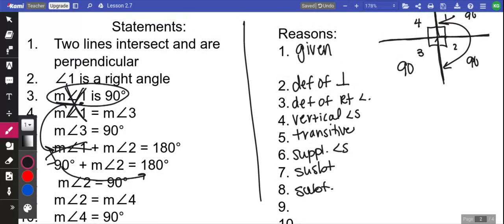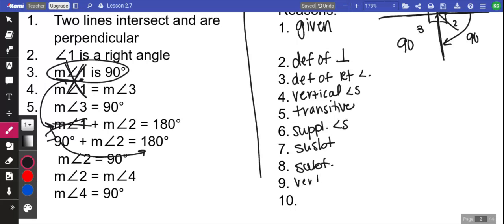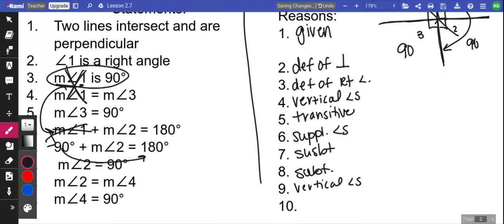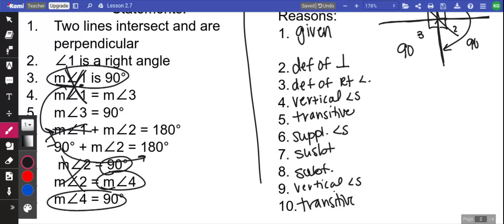The last one they're saying is that angles 2 and 4 are equal. Well, that's true because they are vertical angles. And back to this, where if angle 2 is equal to 90 and it's also equal to angle 4, then those two must be equal to each other. That is transitive.